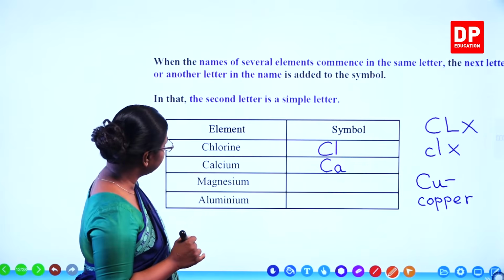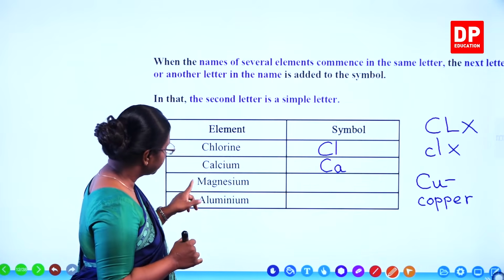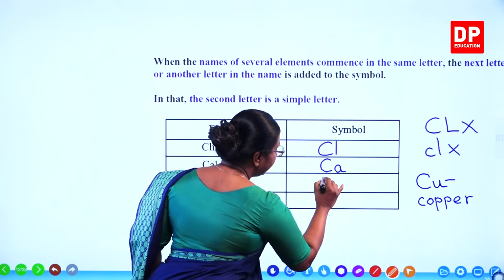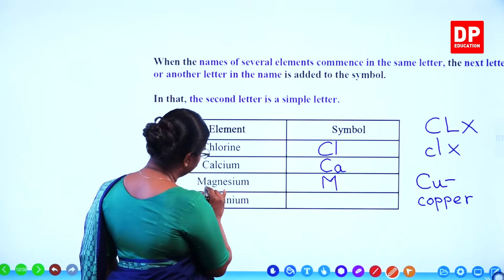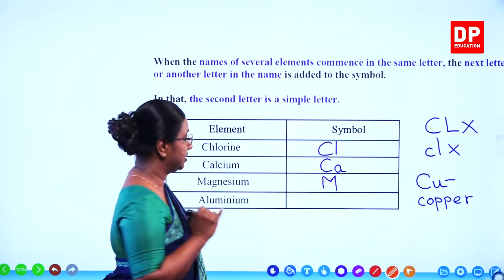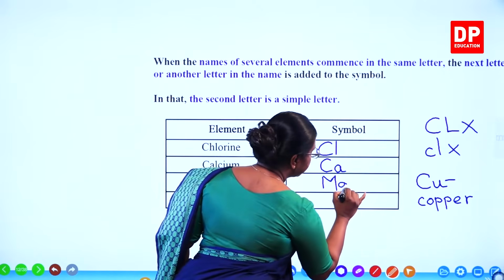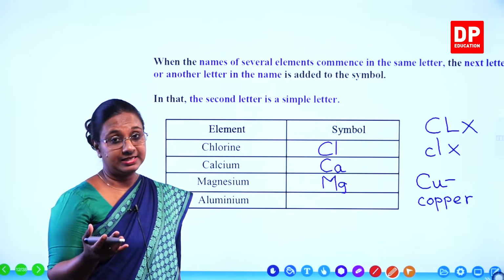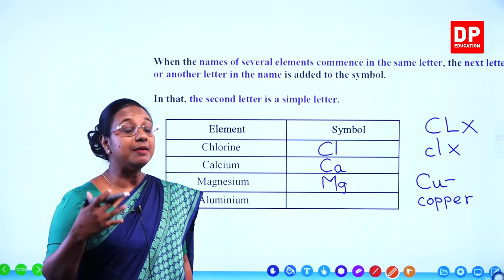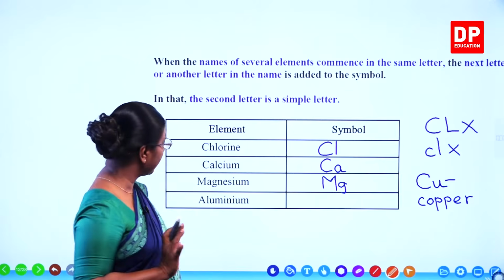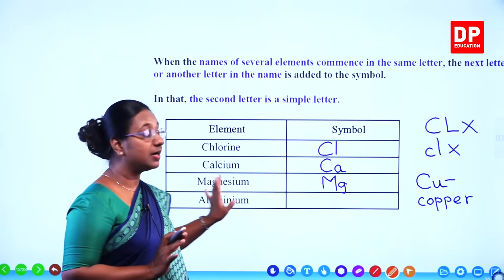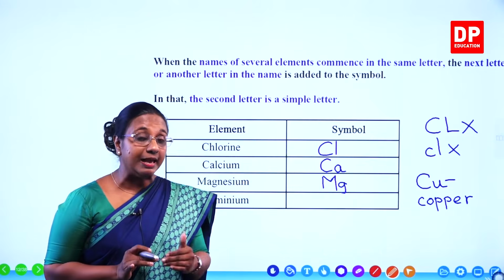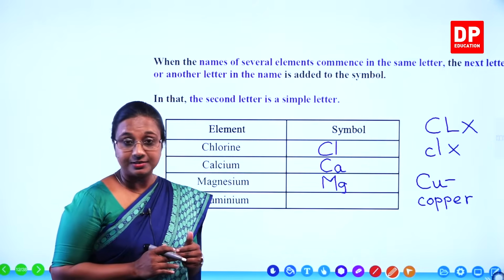Then we have another example, magnesium. So in this, first letter is M. Then we need to write the second letter, not A, instead G. Magnesium, Mg. Because there is another element called manganese that has the symbol Mn. You don't have to worry about that, but you have to remember, because there are more than one element starting with M, we use 2 letters.